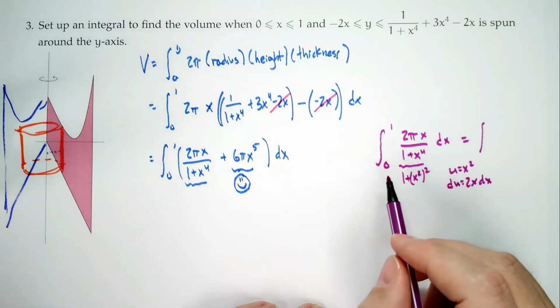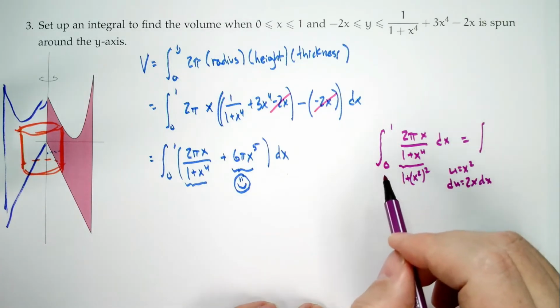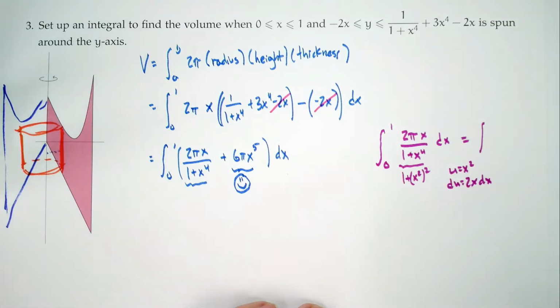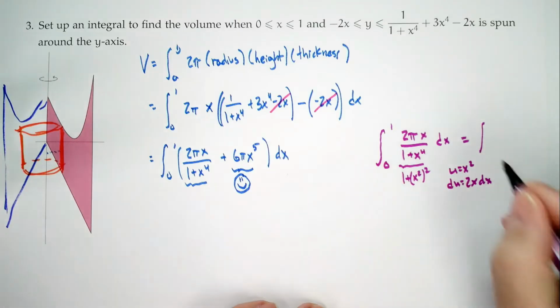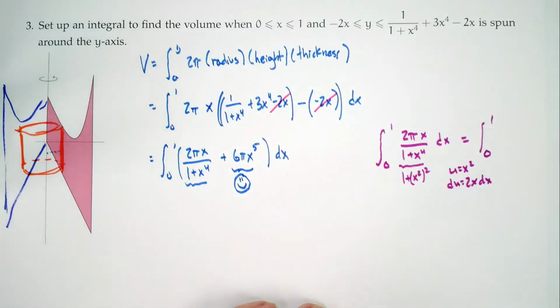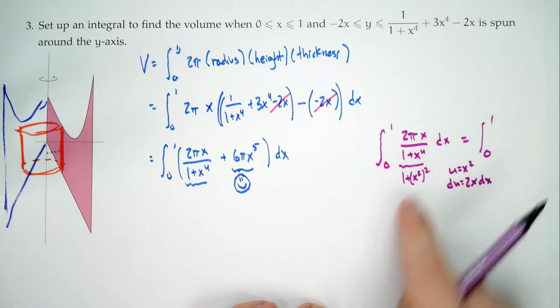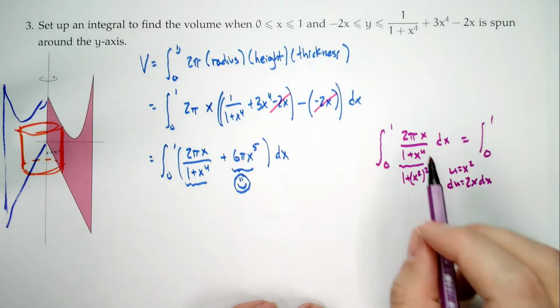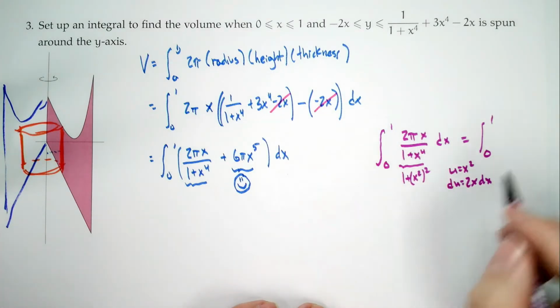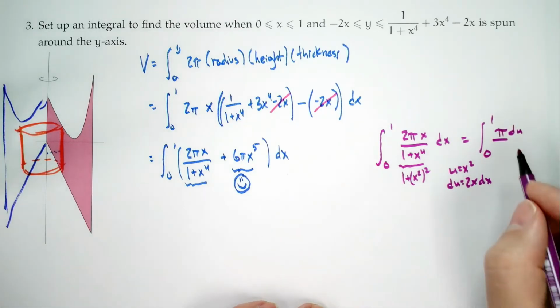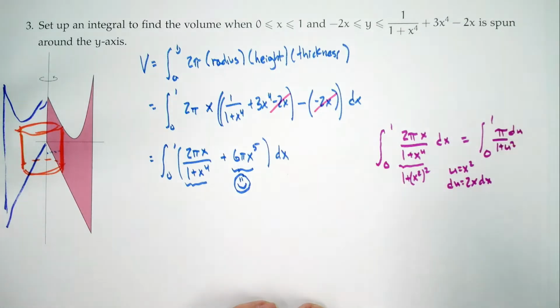Well, we'd have to update our bounds. Now, the old bounds were 0 to 1. X equals 0, x equals 1. Those were our old bounds. The new bounds, the ones that we're going to use, are now 0 to 1. Now you might say, what? Well, because 0 squared is still 0, and 1 squared is still 1. So we did actually change the bounds, they just look the same. The 2x dx becomes du. So upstairs we have a pi du. And then downstairs it's 1 plus u squared. Now we're good to go.